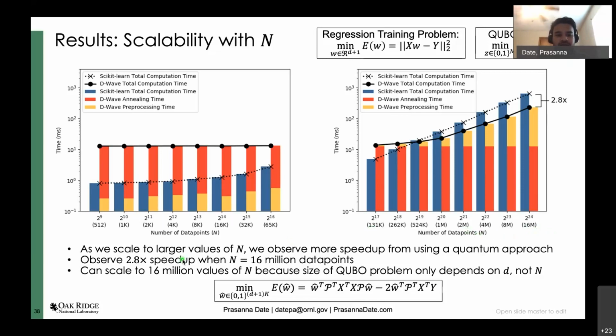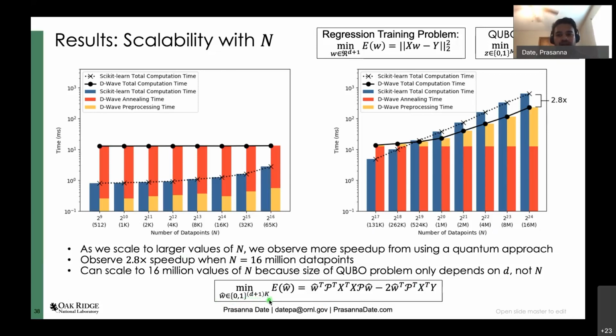So in fact, we can get to it now. We can scale it to 16 million data points because of the size of the QUBO problem that we generate from the regression problem. I'm showing it here at the bottom of the screen. The size of that QUBO problem, as you can see, depends on D and not N. D is the number of columns in X, or the number of features in the data set, and N is the number of data points in the data set. So the size of W hat is only dependent on D.